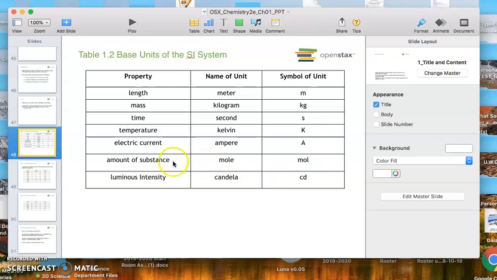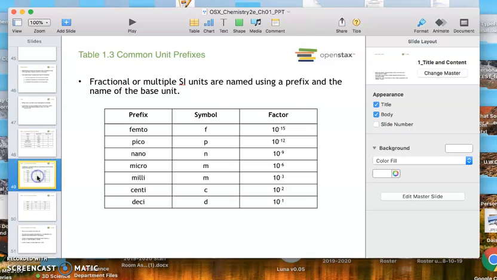We hardly ever talk about electric current or electricity, and we don't at all in this course. But the unit is the ampere, and its symbol is capital A. For amount of substance, the unit is the mole. We're going to talk about that a lot. The symbol for that is mol. Luminous intensity is the candela. The symbol for that is cd.